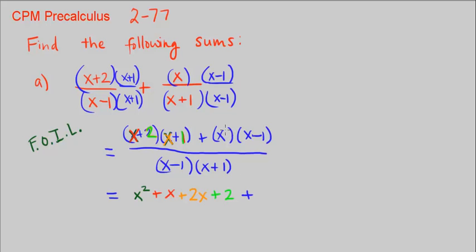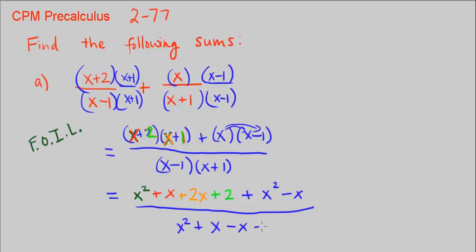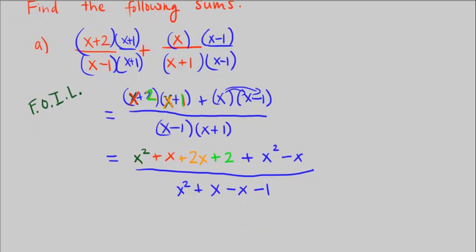For this one we just distribute the x. So x times x is x squared. x times negative 1 is minus x. All over, let's do FOIL again here in the denominator. First term is x times x, x squared. Outside is x times 1, x. Inside is x and negative 1, so that's a minus x. Last is negative 1 and positive 1, so that's minus 1.